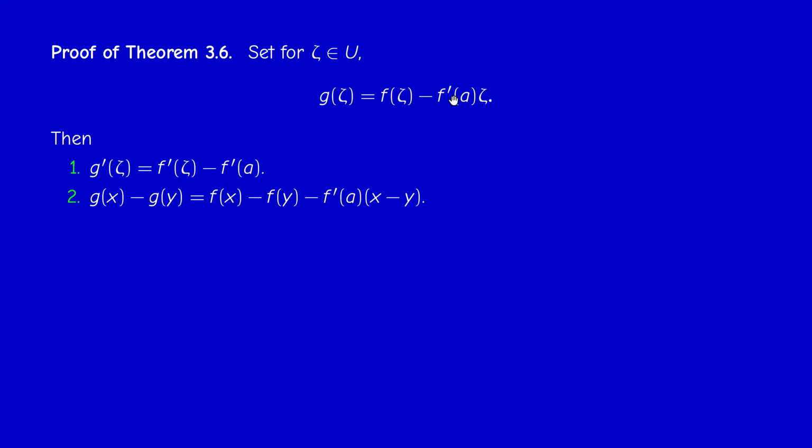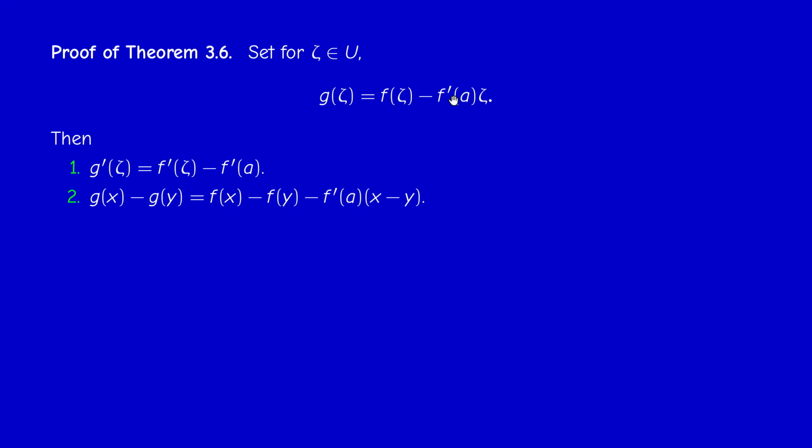Okay, and G prime of zeta is just f prime of zeta minus f prime of A by definition. So this means that the norm of f prime of zeta minus f prime of A is less than epsilon for all zeta in the ball of center A and radius delta, that is, if the norm of zeta minus A is less than delta. So then this is just continuity of f prime at the point A. Okay. Because usually the delta depends on epsilon and A. Okay. So this is one way.